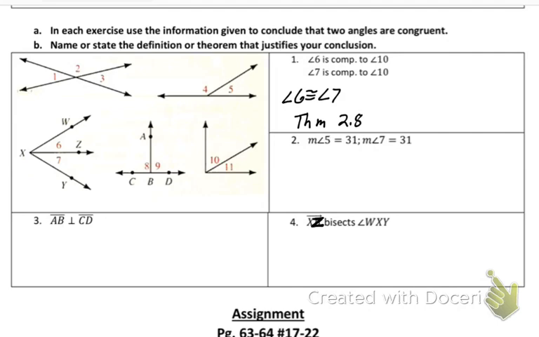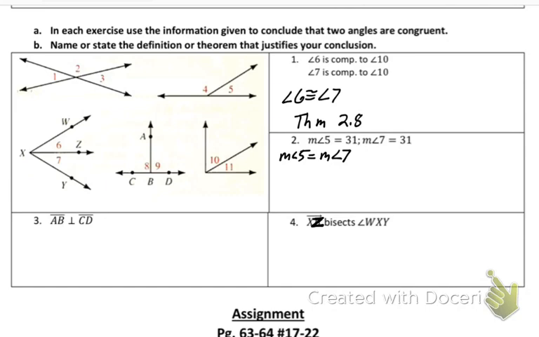All right, measure of angle 5 is equal to 31. Measure of angle 7 equals 31. I would accept two possibilities for this one. Does anyone want to take a shot at this one? One person is willing to go out on a limb. First of all, I'm going to say that measure of angle 5 must equal measure of angle 7.